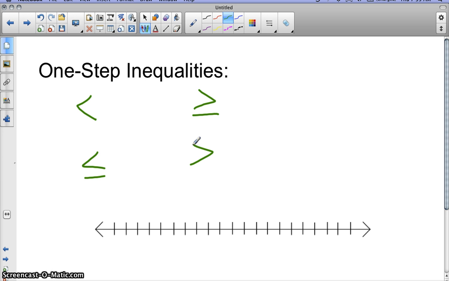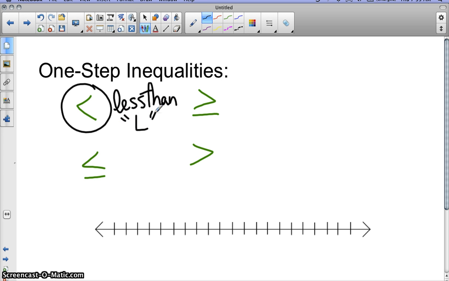All right, so first symbol we have. Let's go ahead and talk about this one here. All right? This symbol is what we call less than. And when we talk about less than, the easiest way to remember it is it looks like an L. Like if you hold your left hand up and you look at it, it looks like a less than symbol and also an L. That's the easiest way to remember it. So if that's less than, then the one down here must be greater than.